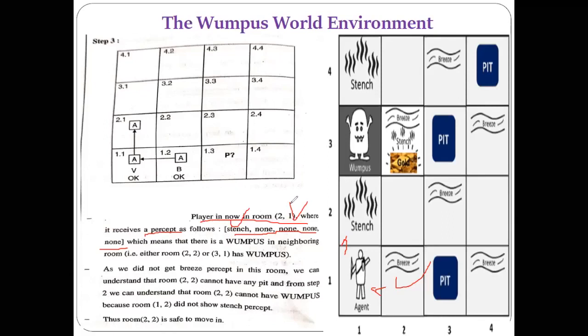No, no. First, you tell me what the agent will perceive from this perception as a stench. Just like in the previous step we have discussed, when the breeze is there in this room, the agent knows that there might be a pit in the neighboring room. That is the meaning of breeze. That is the perception from the breeze. When there is a stench in this room, what will the agent understand regarding making the movement?